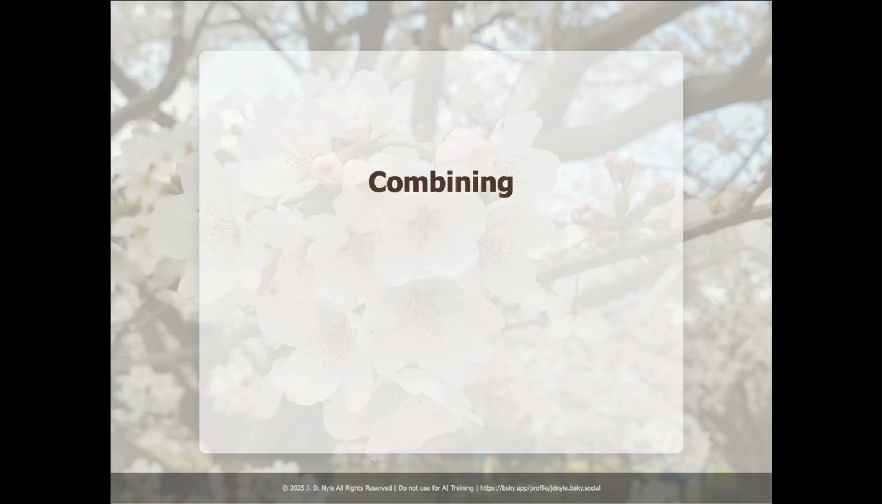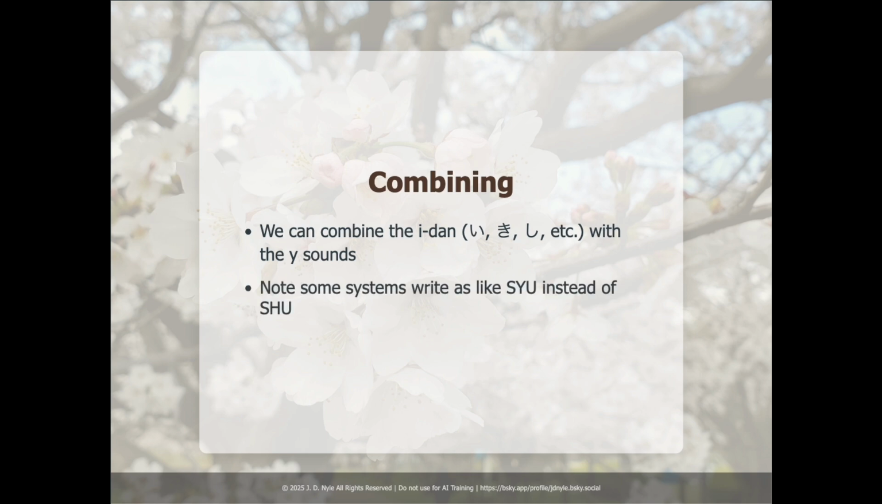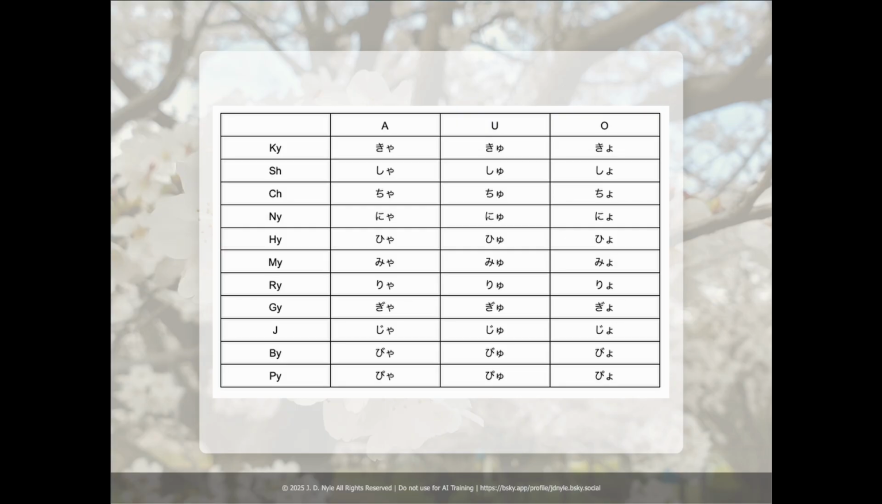Now we can also combine all those I sounds with the Y sounds, the ya, yu, and yo. Note that when we write in Romaji, some systems will write it using the Y instead. But I like to write it closer to how they actually sound. So that's how you'll see it in this video. Here is the chart. Now let's get started.